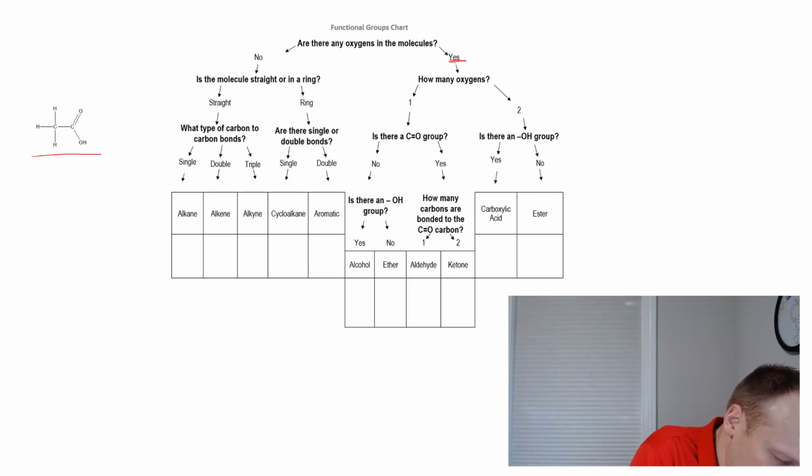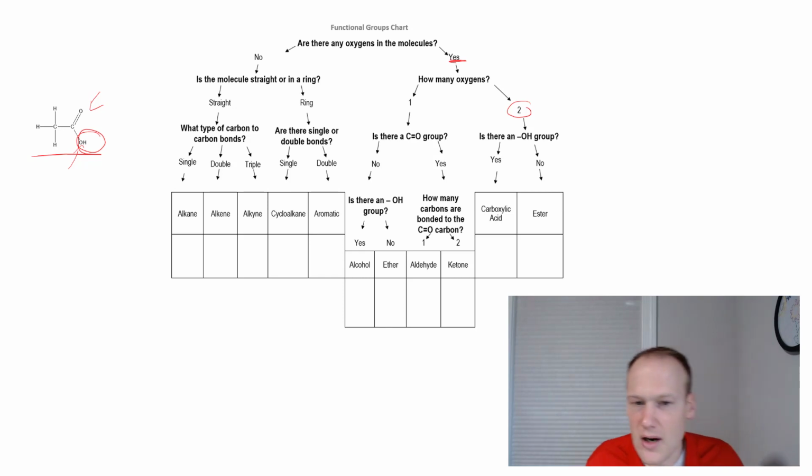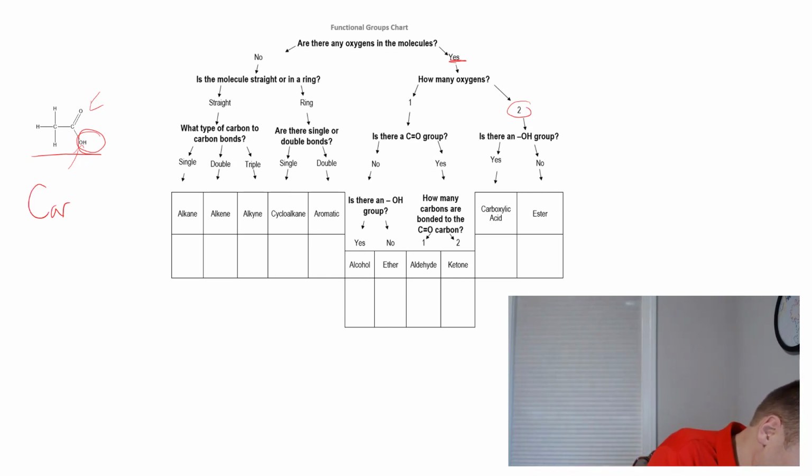So now we're over here. How many oxygens? Well, there's one there, and there's one there. So there are two. Is there an OH group? Well, yes, there is. It's right there. So that means that this is a carboxylic acid. So we've identified this type as carboxylic acid.